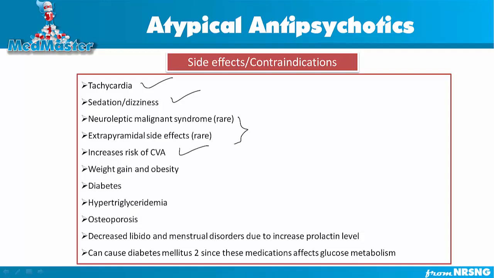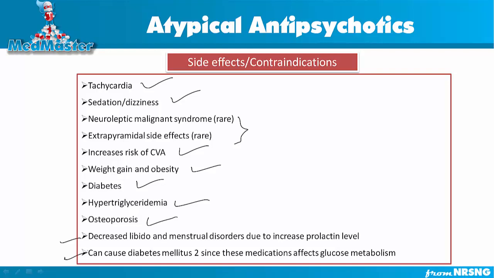It will increase the risk of CVA. It can cause weight gain and obesity. It can cause diabetes. It can increase the triglycerides. It can cause osteoporosis. And one of the main side effects that makes people stop using this medication is decreased libido and menstrual disorder due to the increased prolactin level. So these are unwanted side effects, and many people, young people, will stop using these medications due to this one of the main side effects.